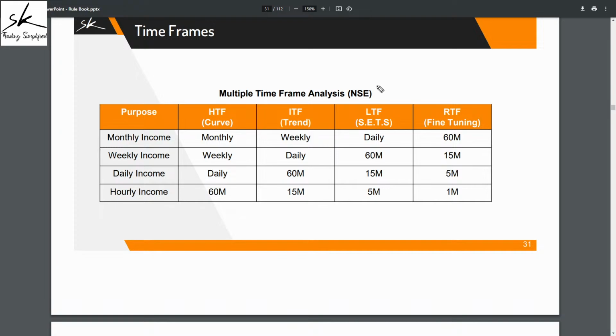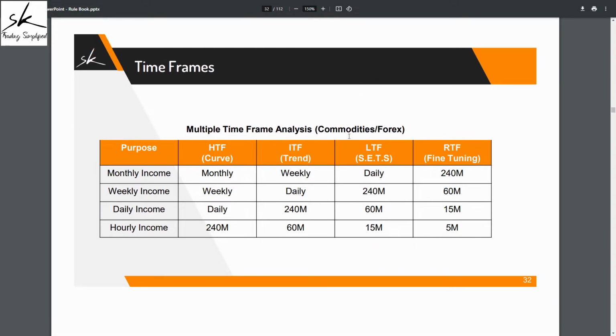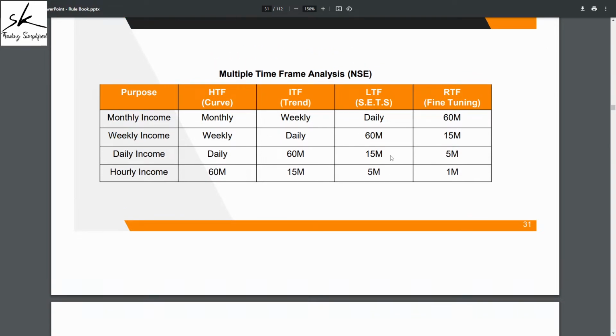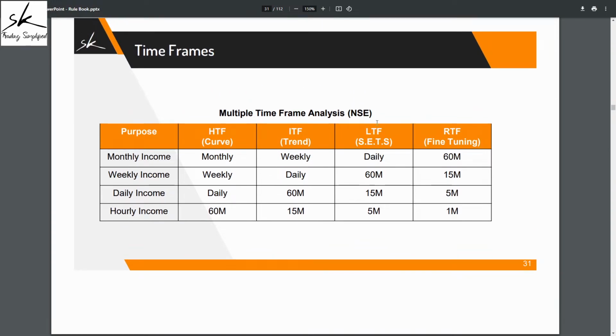Now, if you're trading markets which are open for longer durations, then you can refer to the table which is on page number 32. You can use it for commodities, forex, cryptocurrencies, right? So again, any market which is trading for longer durations, refer to this table. But markets which are open for very short durations, you can refer to this table.